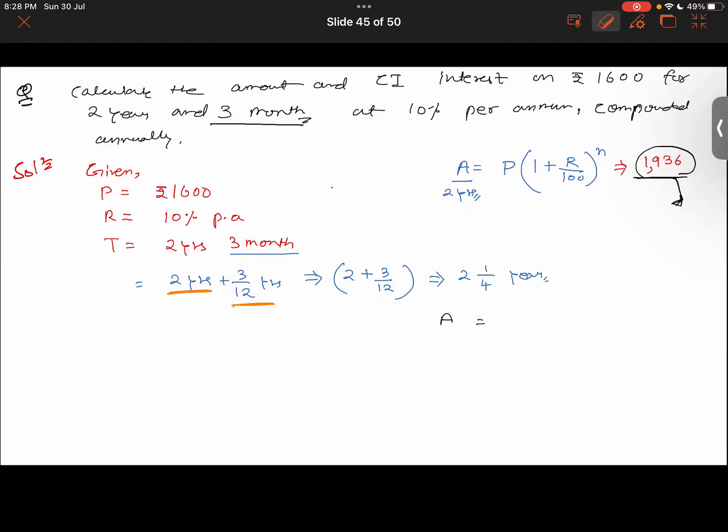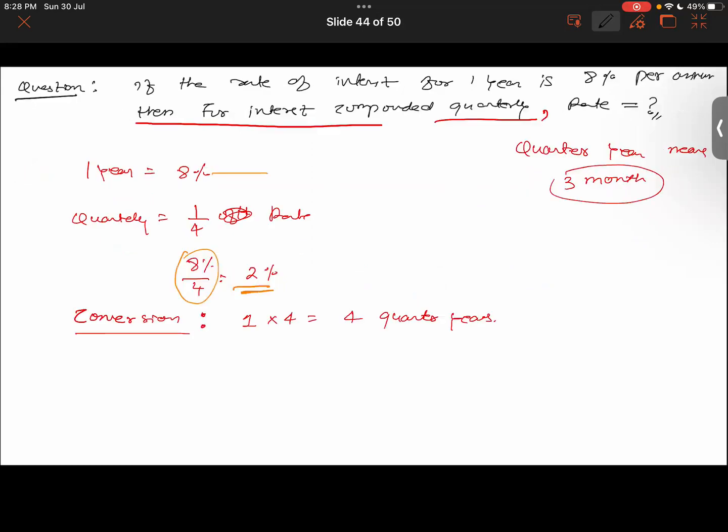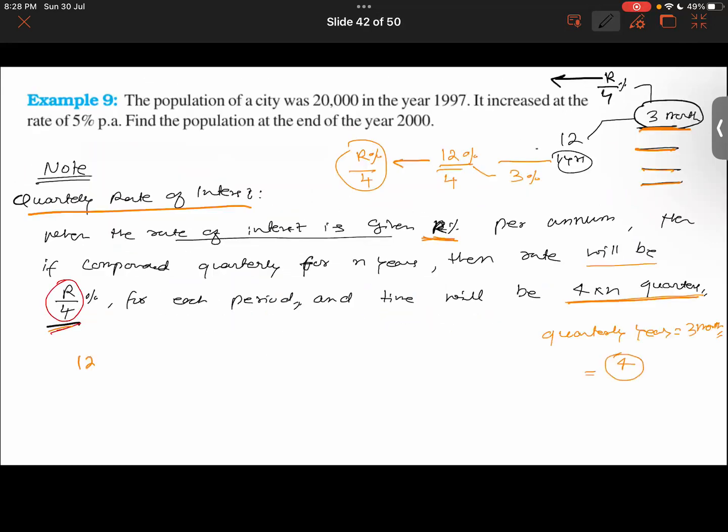Yes, sir. Yes, Ahmed. Look, for 2 straight years, the amount calculated, we got it to be 1936. So that was pretty simple. No issue in that one. But as per the definition, read here. When the rate of interest is given R% per annum, then if compounded quarterly for n years, the rate will be R upon 4% for each period and time will be 4 into n quarters here.